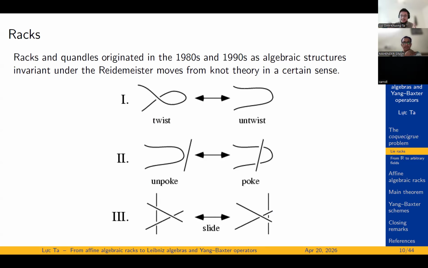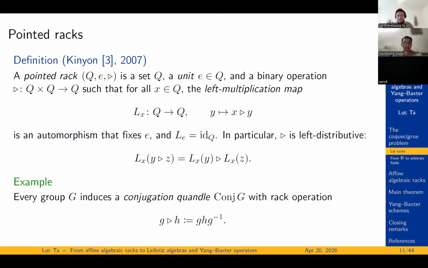I'll just go over the definition in a minute, but these are algebraic structures that are, in a certain sense, invariant under the three Reidemeister rules from knot theory, or in the case of racks, only two of these. I won't go over that, but I will go over this definition.